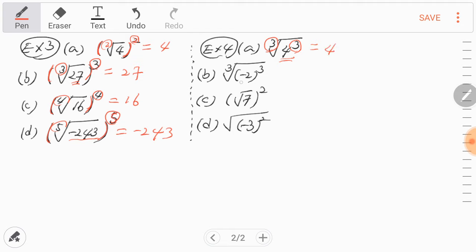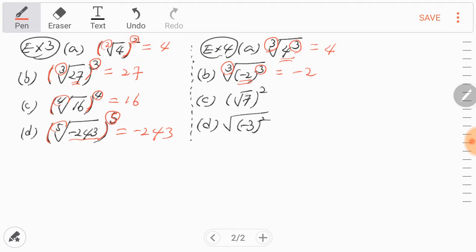Okay, the next one, the index is 3, which is odd. So it's the cube root of something, and this radicand has the same power as the index. Then it doesn't matter, since the index is odd. If the index is odd, just take the base out. No matter if it's positive or negative, it doesn't matter. Index is odd, take the base out.